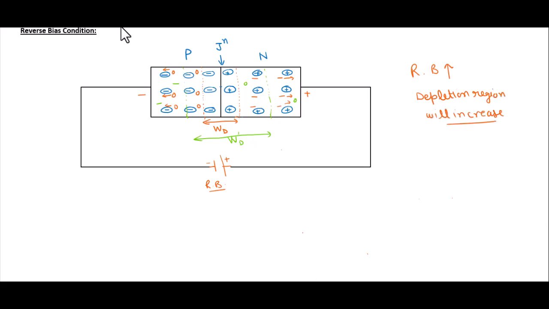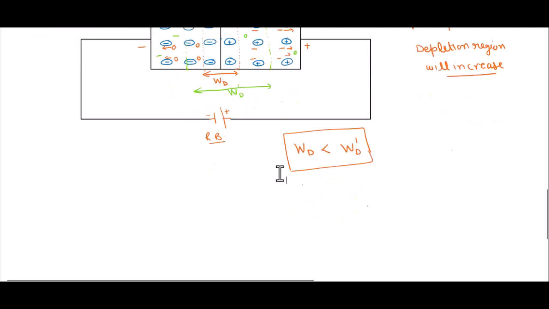At room temperature, if the depletion region is represented by W subscript D, and we apply the reverse bias and increase it, then at a certain voltage we measure the depletion region. Let us assume it is WD prime. Then the relation between these two depletion region widths will be: WD will be less than WD prime. If we increase the reverse bias further, the junction may break.